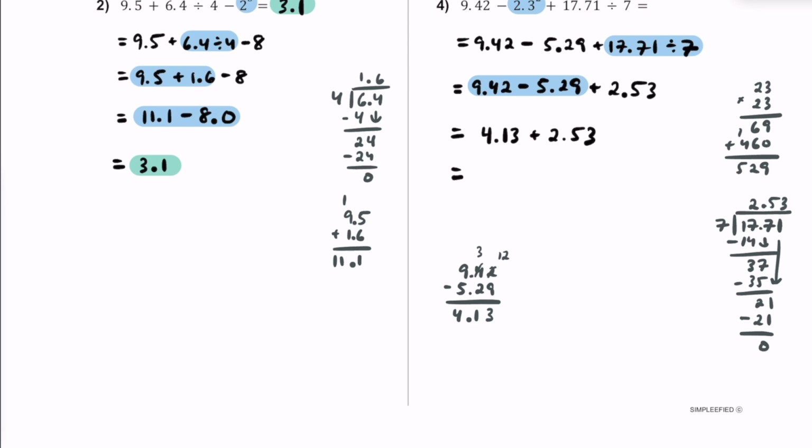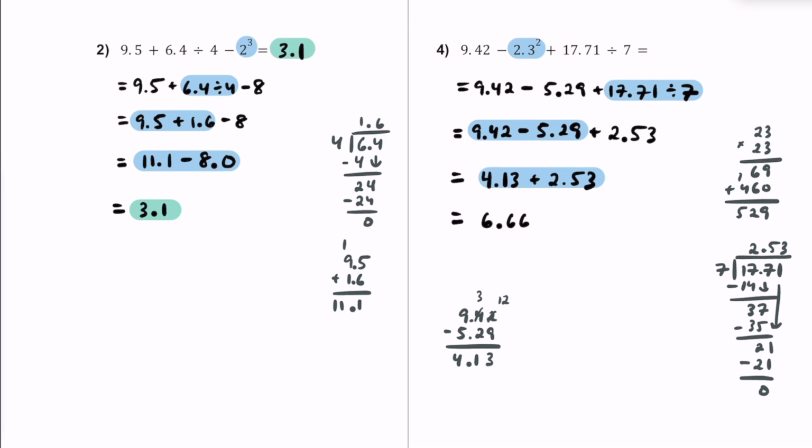2.53. And if you add these, I don't think we need to do any carrying, which is nice. You can add the whole numbers, which is going to be 6, and you can add the decimals, which is going to be 0.66, I believe. So I think that is going to be our answer. It's going to be 6.66. Okay, so right there would be the most simplified version of this expression, or the evaluated value here.